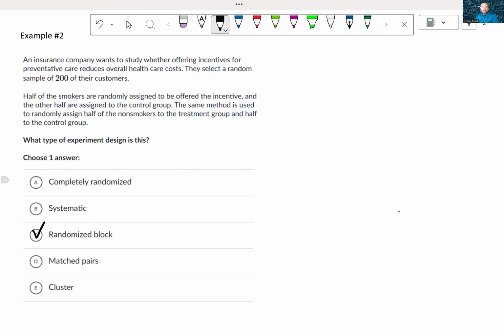The reason it's not matched pairs, because you might think maybe it's matched pairs because there's 2 things going on here, is that each subject didn't receive the incentive and the control, so this isn't matched pairs. They were divided into groups based on their smoking habits before being randomly assigned. So this is randomized block. And again, having your notes out for these is going to help you immensely.